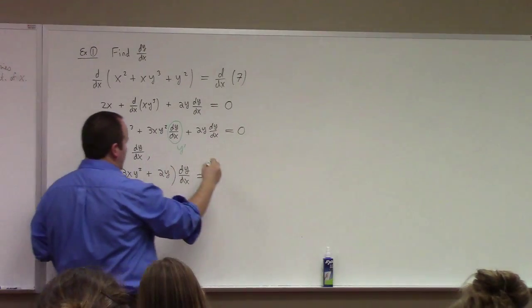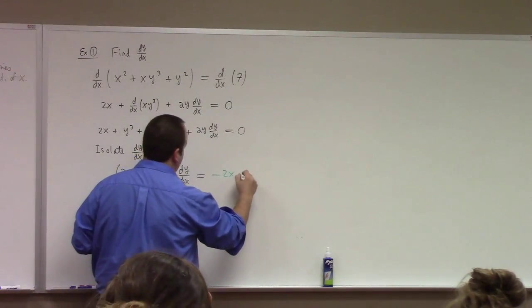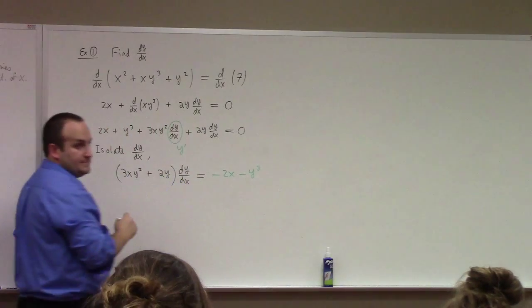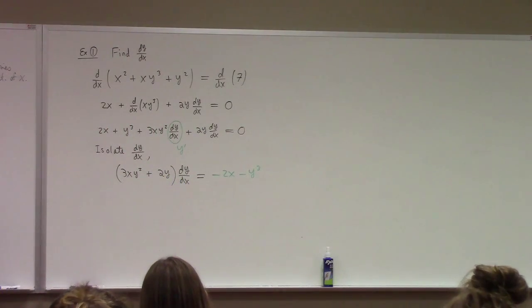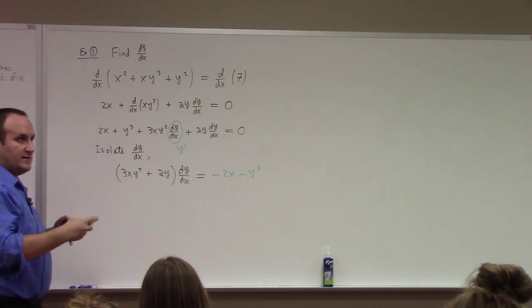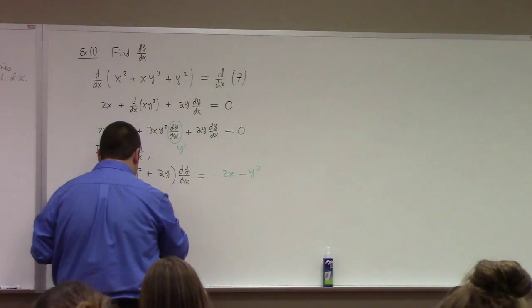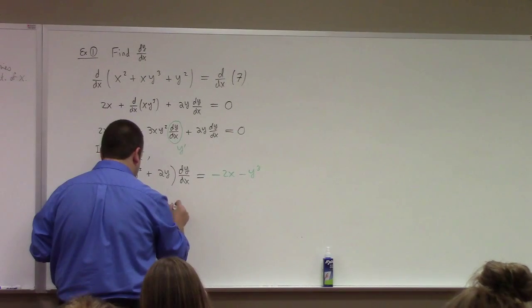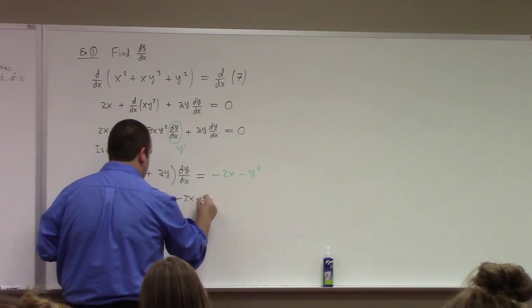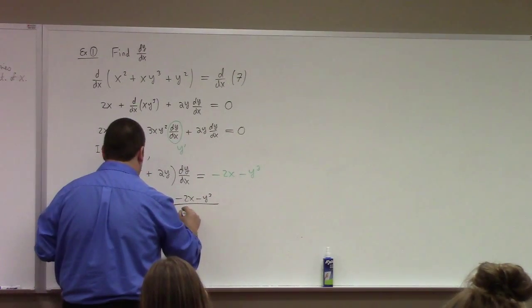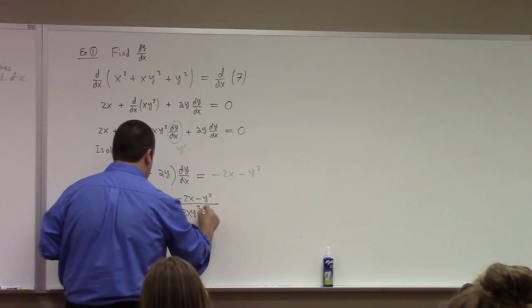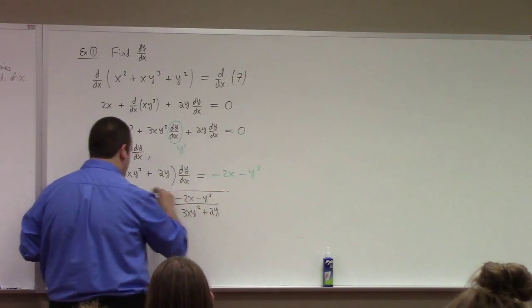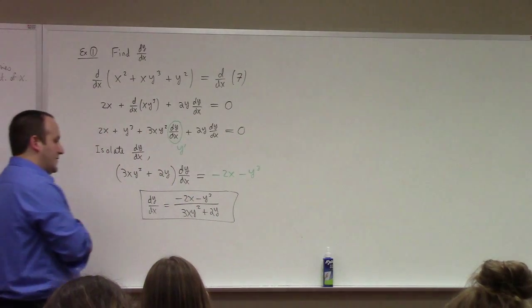And then I've got minus 2x minus y cubed, right? Now can you solve for dy dx? I think we can, right? Dy dx is equal to minus 2x minus y cubed divided by 3x y squared plus 2y. And there you have it. That's dy dx.